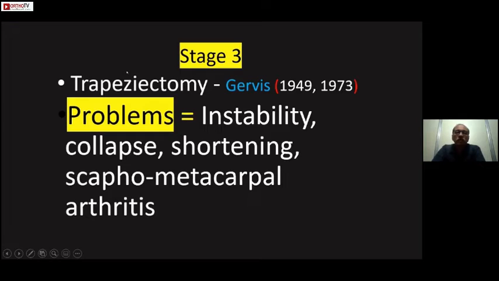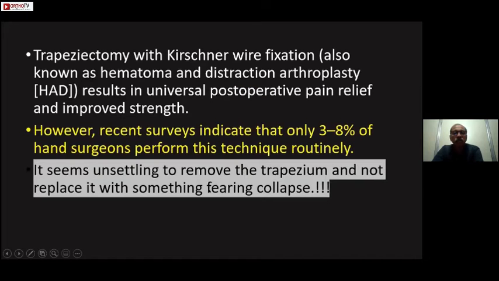So what is done in most of the centers is a trapeziectomy. But the problems with a plain trapeziectomy are that it causes instability. It can cause collapse and shortening, and occasionally it can cause scaphometacarpal arthritis. It's a very nice idea, what we call a hematoma and distraction arthroplasty after trapeziectomy, supposed to give universal pain relief.